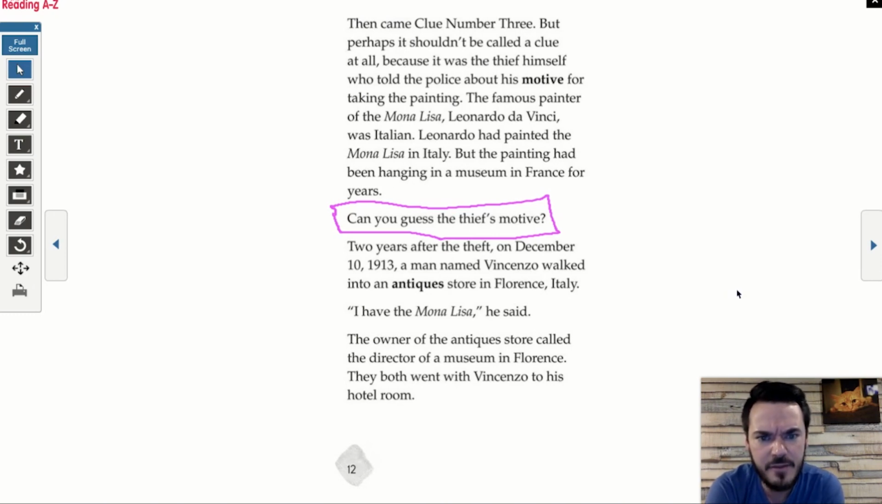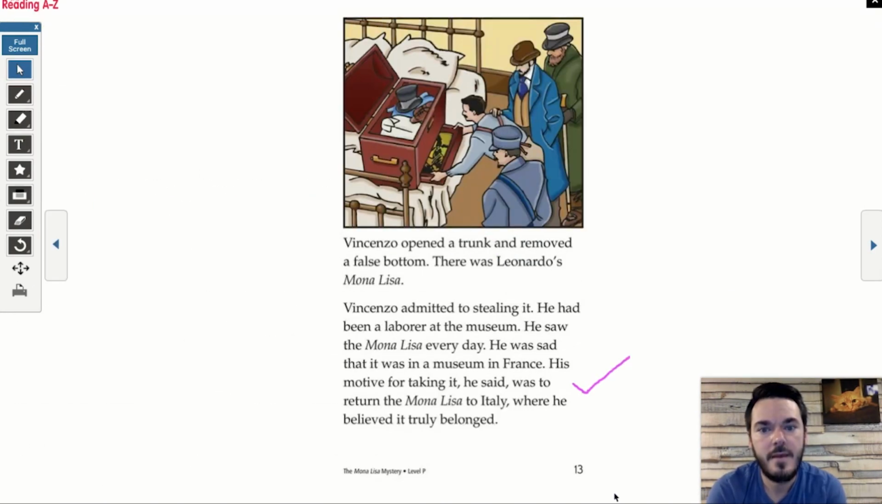2 years after the theft, on December 10th, 1913, a man named Vincenzo walked into an antique store in Florence, Italy. "I have the Mona Lisa," he said. The owner of the antique store called the director of a museum in Florence. They both went with Vincenzo to his hotel room. Vincenzo opened a trunk and removed a false bottom. There was Leonardo's Mona Lisa.